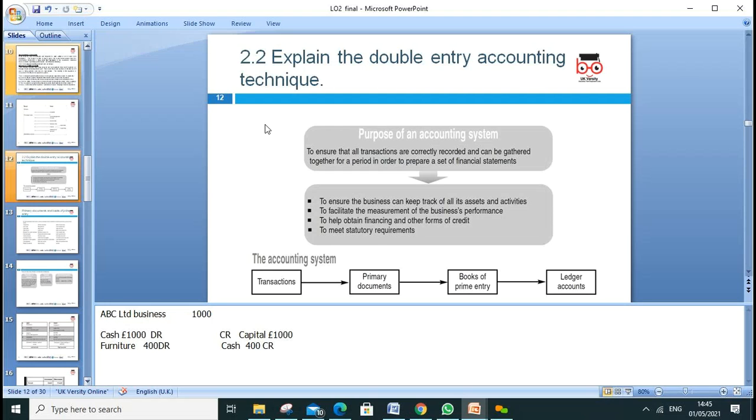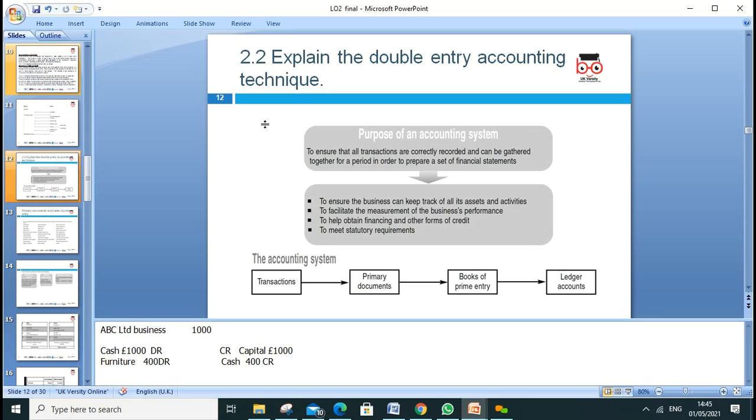And then second, we have 2.2, explain the double entry accounting techniques. The purpose of double entry accounting is to ensure transactions are correctly recorded and gathered together into the period in order to prepare the set of financial statements, to ensure the business keeps track of all the assets and activities, facilitates the measurement of business performance, helps to obtain financial and other forms of information, and meets legal requirements.